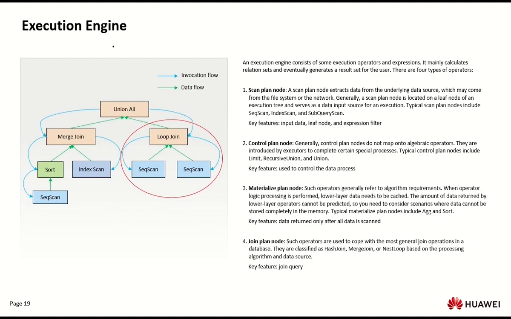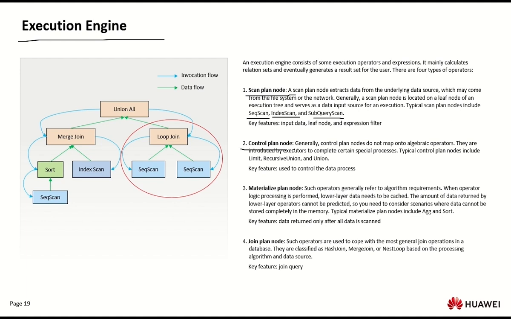Also, we have lots of so-called execution operators. We have 4 major types of operators. First, we're talking about the scan plan nodes. Typical nodes involve sequence scan, which is the full table scan, index scan, which scans by the index, or the subquery scan. All these kinds of operations are done in memory when you do a select statement from a table.